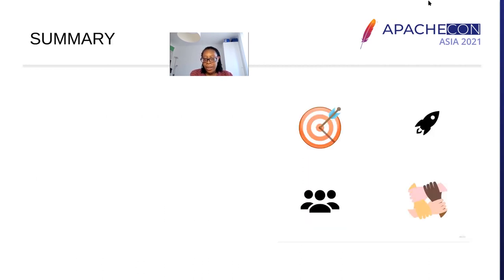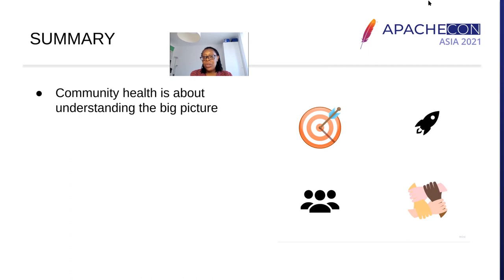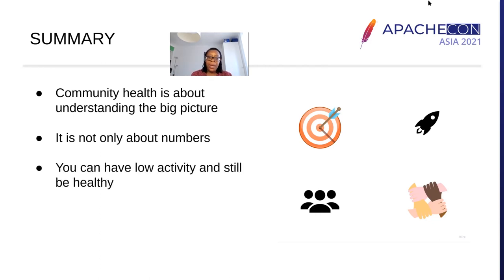So in summary, community health is all about the big picture. Understanding the big picture, understanding what's happening specifically in your community. It's not only about the numbers. The numbers are interesting, but without the context, they don't mean anything. You can be healthy and have low activity. You can be healthy and have high activity. You can be unhealthy and have high activity.